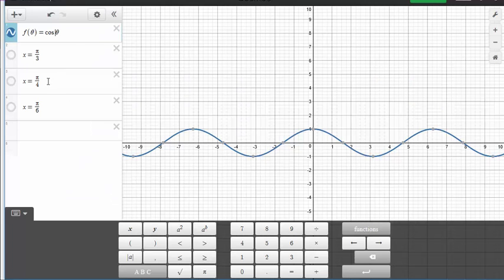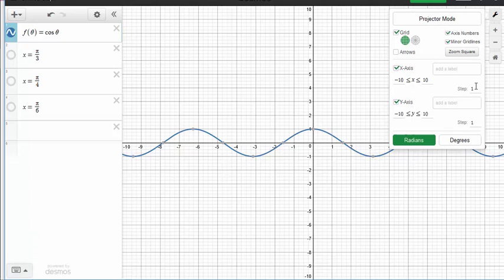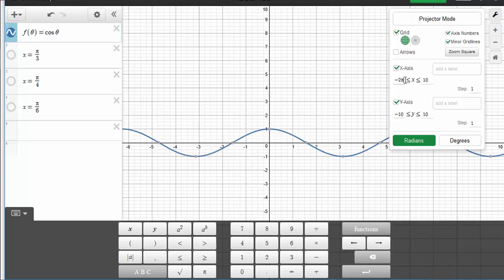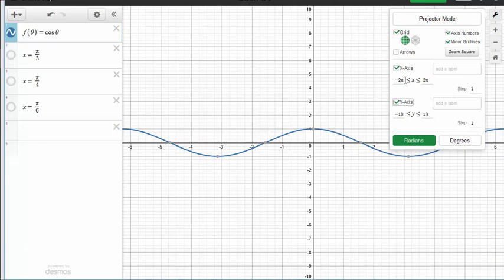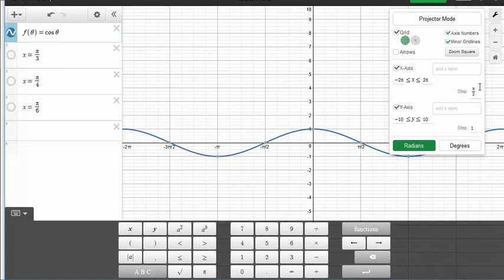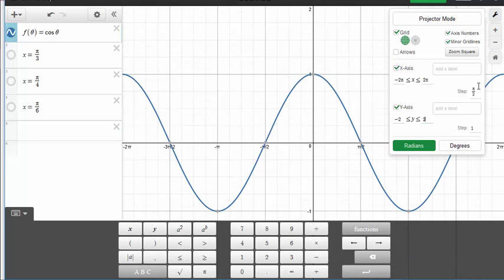Another tool we can use is Desmos. So here I've graphed cosine of theta. This actually accepts theta. We could have typed in x just as well, but x and theta are the horizontal axis. Right now my window is from -10 to 10 with a scale or step of 1, -10 to 10 with a step or scale of 1. I'm going to adjust these to be -2 pi to 2 pi. I'm going to change my step. Instead of 1, I'm going to change this to be pi divided by 2. In the y direction, I'm going to change this from -2 up to 2 and keep my step of 1.